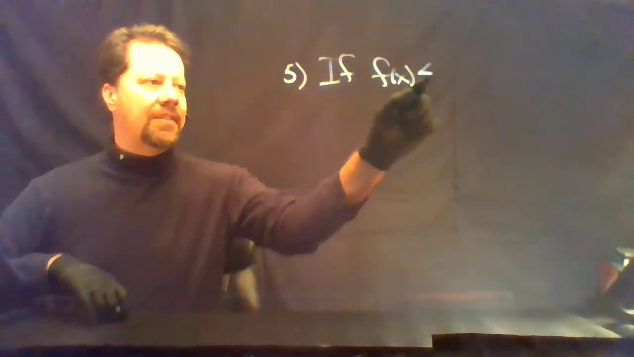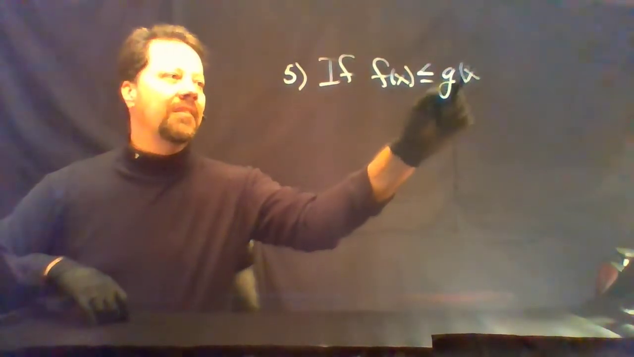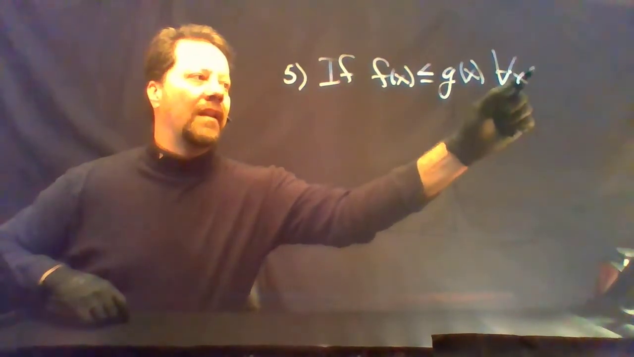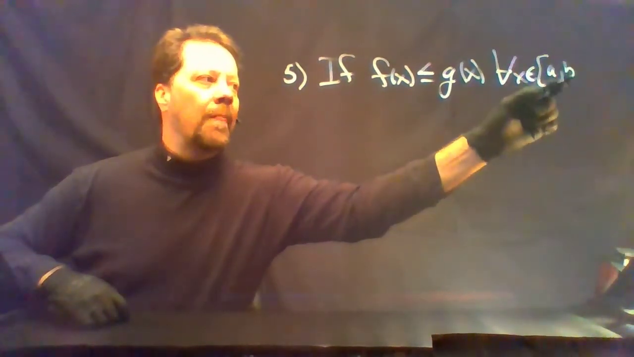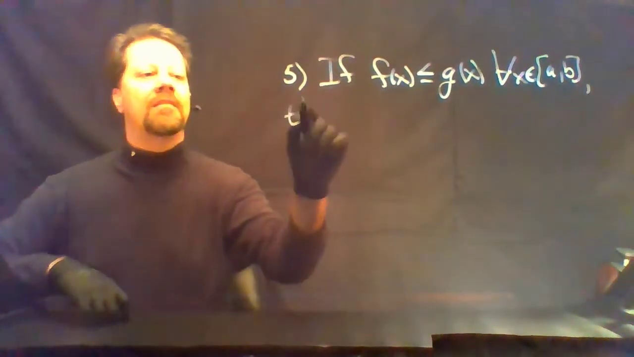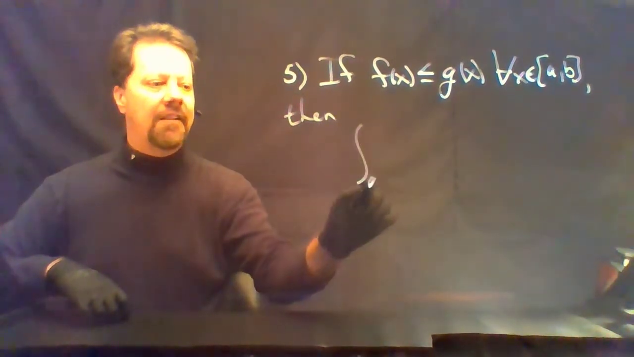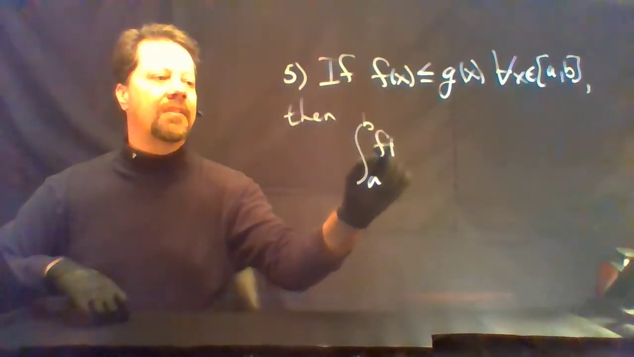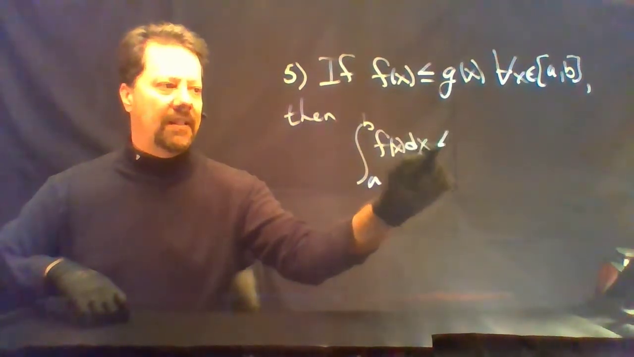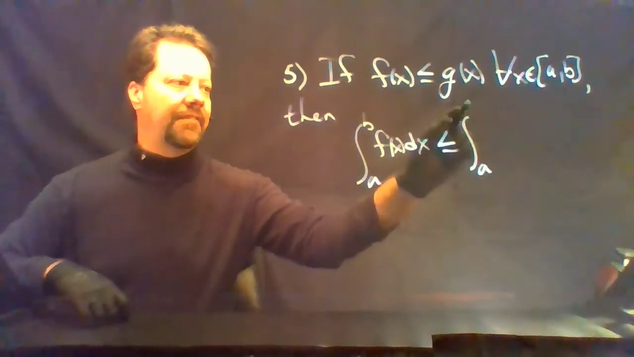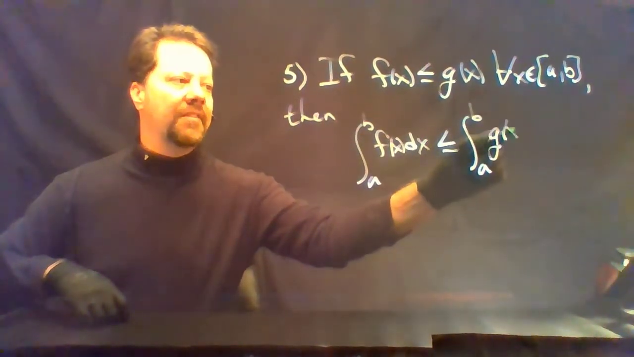If f of x is bigger than or equal to g of x for all x between a and b, then the area of the undergraph for f of x will be less than or equal to the area of the undergraph for g of x.